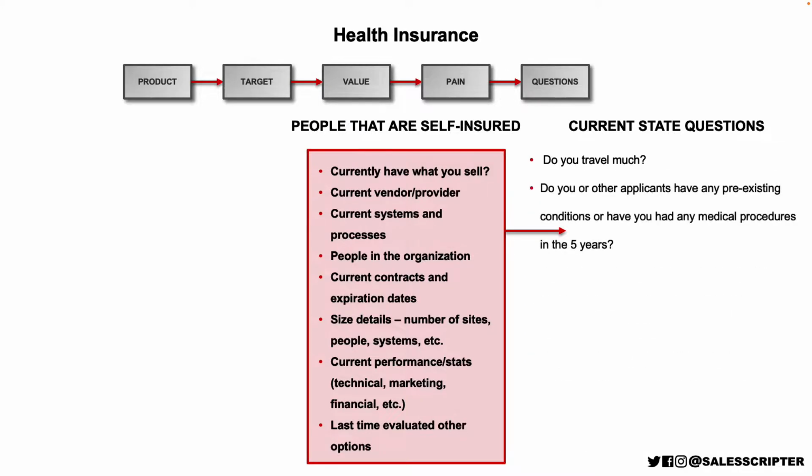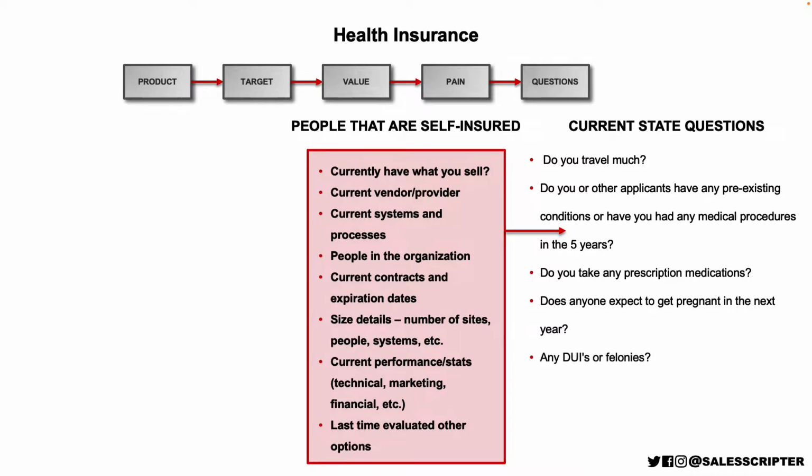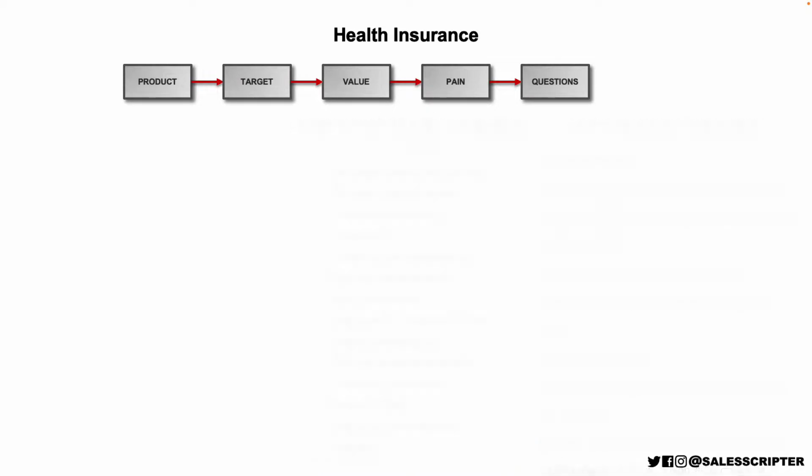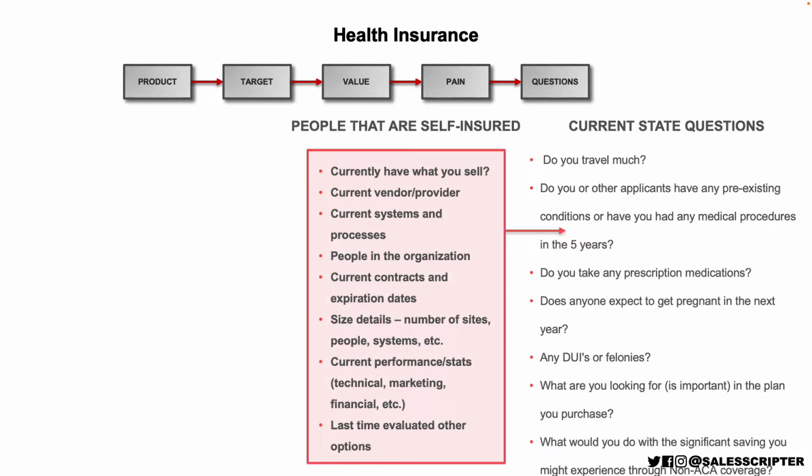Do you travel much? Do you or other applicants have any pre-existing conditions? Or have you had any medical procedures in the past 5 years? Do you take any prescription medications? Does anyone in your family expect to get pregnant in the next year? Any DUIs or felonies? What are you looking for, or what is important in the plan that you purchase? What would you like to do with any savings that you might experience through non-ACA coverage? So those are some current state questions that you could ask.